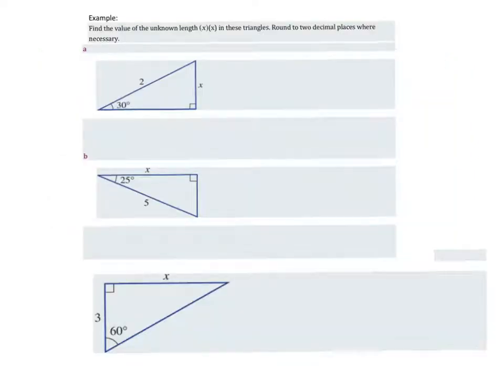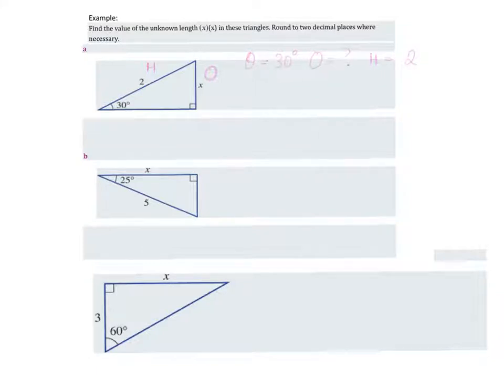Our first step when we are trying to find a side length is to always label our triangle. So remember, the side opposite the angle, the given angle, is the opposite. The side across from the right angle is the hypotenuse. So what information do we have? Well, we have theta is equal to 30 degrees. We have the opposite, which is what we are looking for, that's our x, and the hypotenuse is 2.